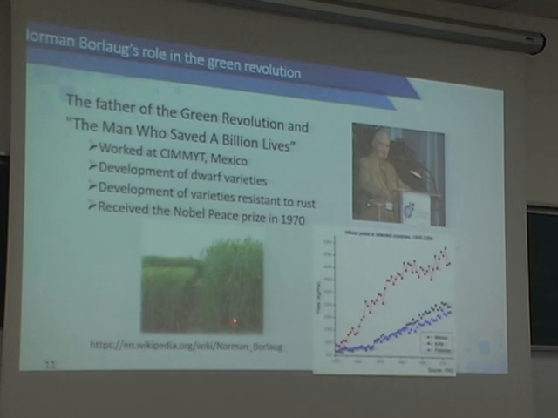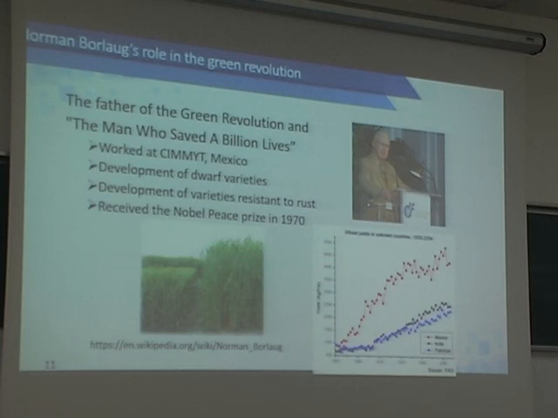And why dwarf? Because with the use of fertilizer, the plant will produce a lot of biomass, and when they are maturing, they will lodge, so they will fall, and that significantly affects the yield. By developing dwarf varieties and introducing some of these traits, they are able to withstand the weight, and that has led to a significant improvement in wheat yield. The other trait that he worked on is developing varieties that are resistant to rust, and I will explain that in the next slide. He received the Nobel Prize in 1970.